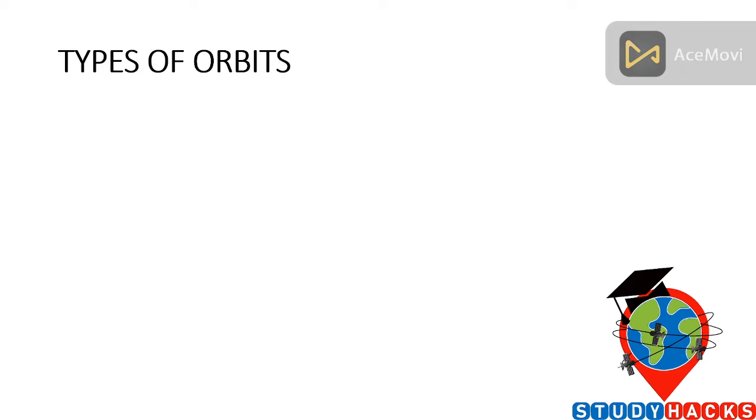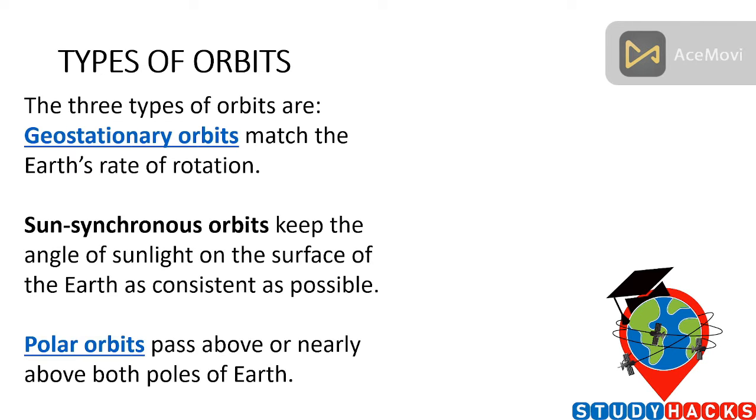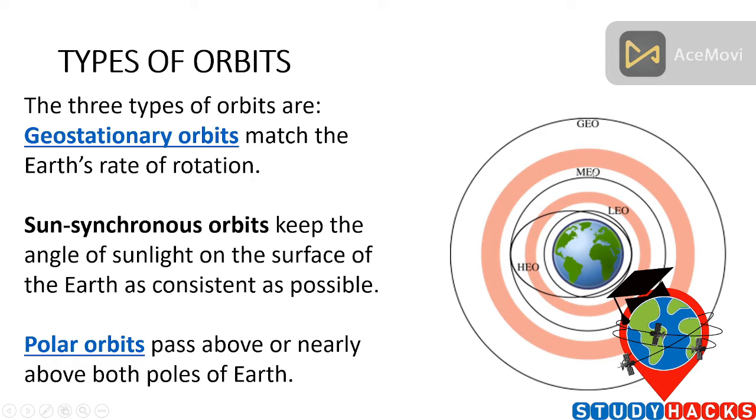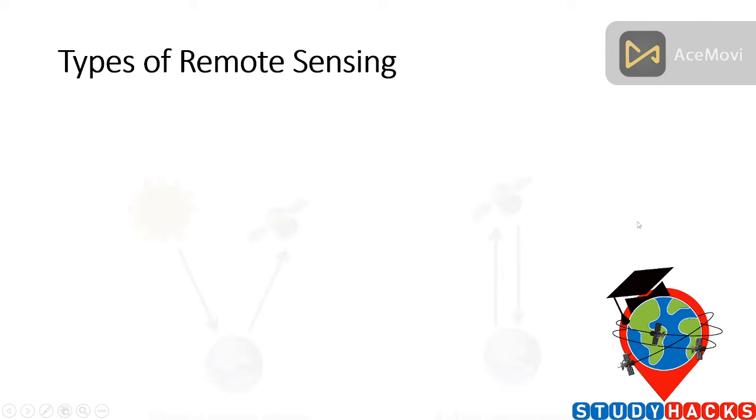So now, types of orbit, because this time we know about the types of orbit. Basically we can get 3 types of orbit. One is the geostationary orbit, then sun synchronous orbit, and polar orbit. And we can see this image from here. We can easily get the orbit, for example low Earth orbit.